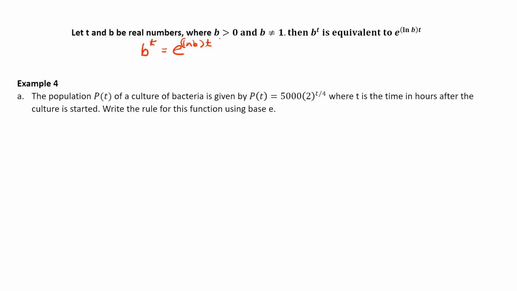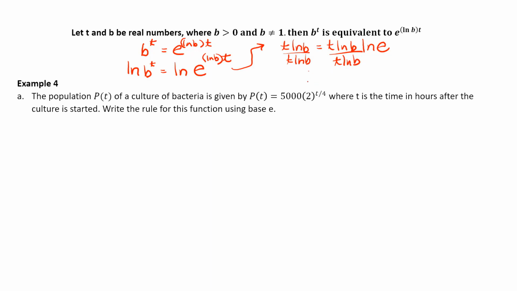So if we set those two things equal and we take the natural log on both sides, we're going to get natural log of b to the t equals natural log of e raised to the natural log of b times t. And so if we use the power rule to bring down those exponents, we'll have t times the natural log of b is equal to t times the natural log of b times the natural log of e. And so you can see that if we divide both sides by t natural log of b, we just get 1 equals the natural log of e, and that is a true statement. So they are equal. All right, so we're going to use that fact in this problem.